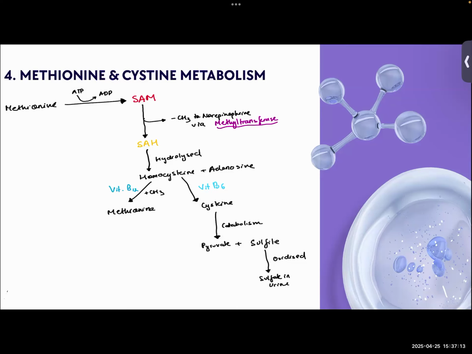So vitamin B6 is the cofactor. It becomes cysteine. Cysteine, upon catabolism, will become pyruvate and sulfite. Sulfite is then oxidized within the body to become sulfate, and then sulfate is excreted in urine. So basically, all of the sulfate that you have in your urine is because of cysteine metabolism, more specifically cysteine catabolism. But that's it for methionine and cysteine metabolism.